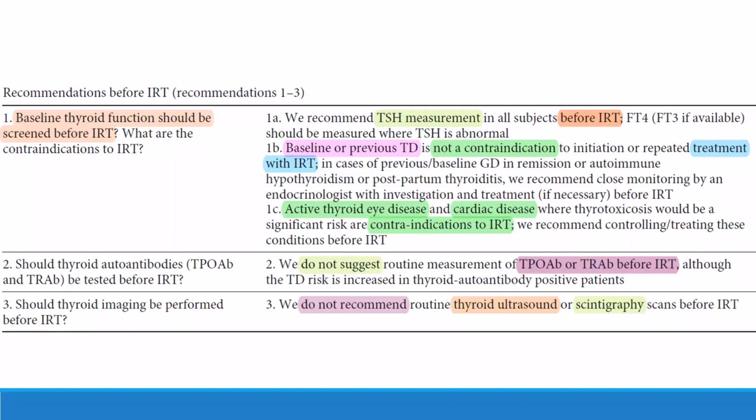TPO and TSH receptor antibody testing is not indicated before doing IRT. Also, thyroid sonography and scintigraphy are not recommended before starting IRT.